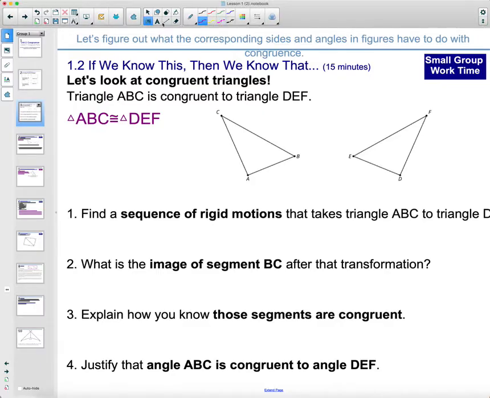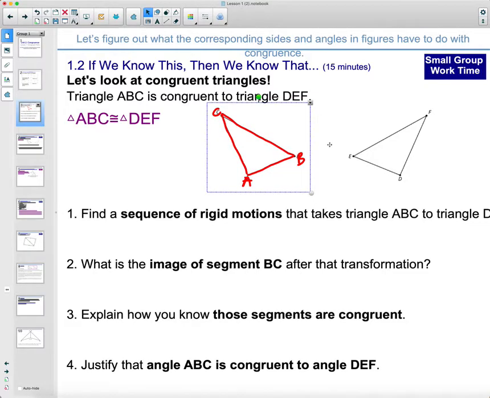Okay, so you were supposed to find a sequence of rigid transformations. So let me just draw this triangle on here so that as I do my rigid transformation, you can see it moving over to the other triangle. Find a sequence of rigid motions that takes triangle ABC to triangle DEF. That means that I want A to go right onto D, B to go onto E, C to go onto F, in that same order.